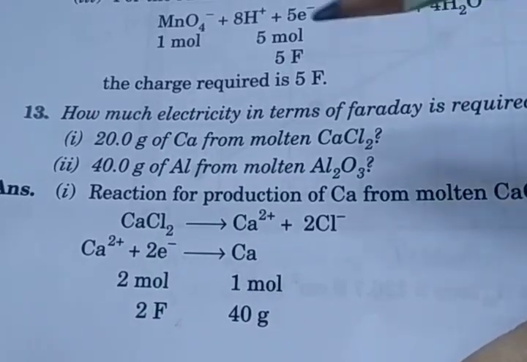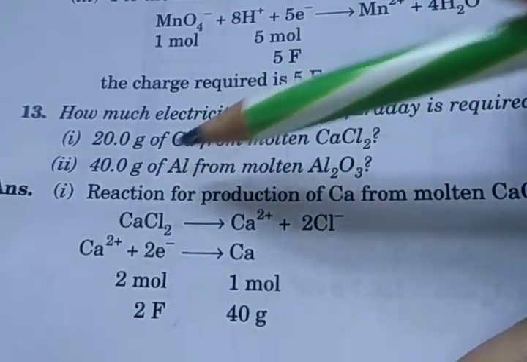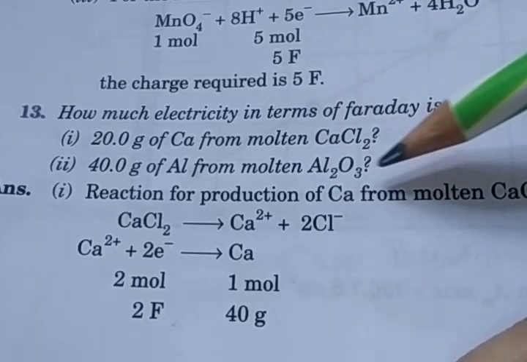Next, question number 2: 40 gram of aluminium from molten Al2O3.